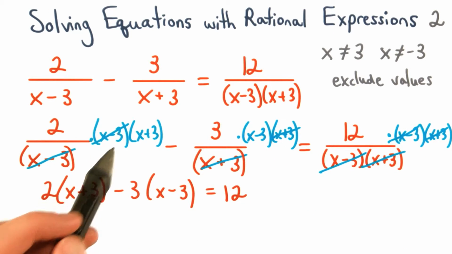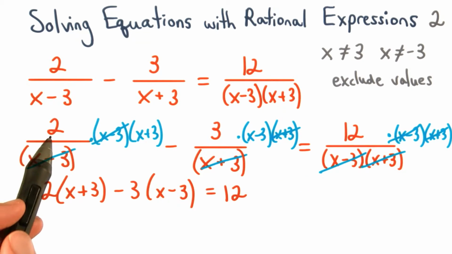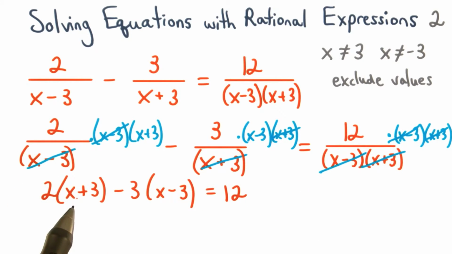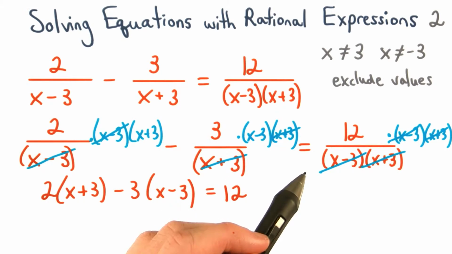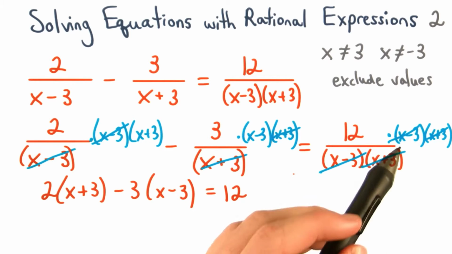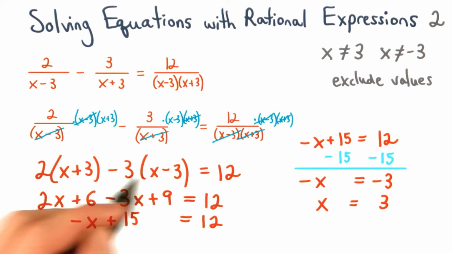Next, we multiply each term by the LCD. We cancel the factors that appear in the numerators and in the denominators. We're left with 2 times x plus 3 for the first term, and negative 3 times x minus 3 for the second term. Our last term is just negative 12, since these factors reduce to 1. This is a linear equation that we're familiar with.